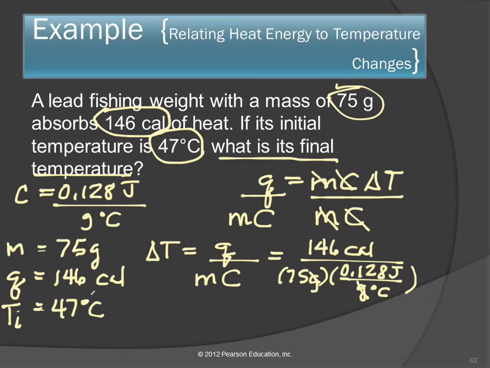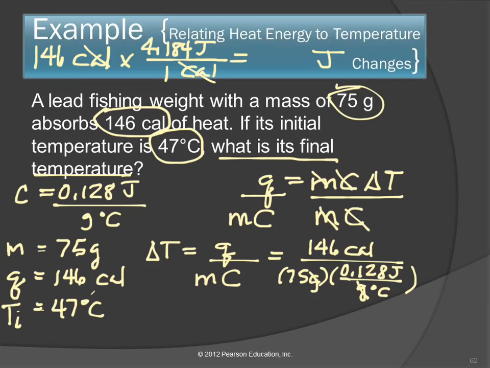So 146 calories. You see that? Yeah. I want to convert that to joules. So I need joules on top and calories on the bottom, so the calories will cancel out. This is dimensional analysis. Is it 1 calorie to 4.184 joules or 1 joule to 4.184 calories? It's one calorie is 4.184 joules.